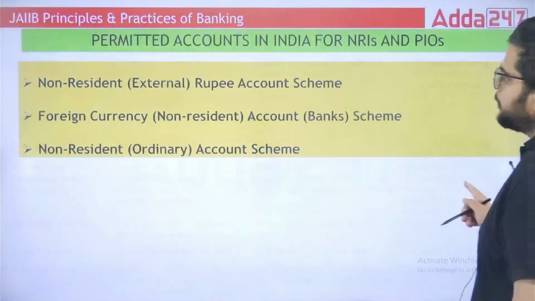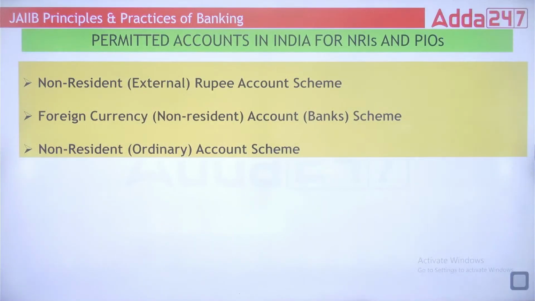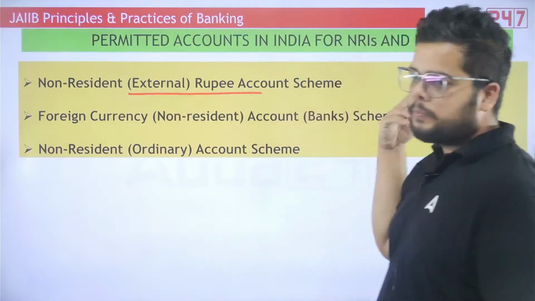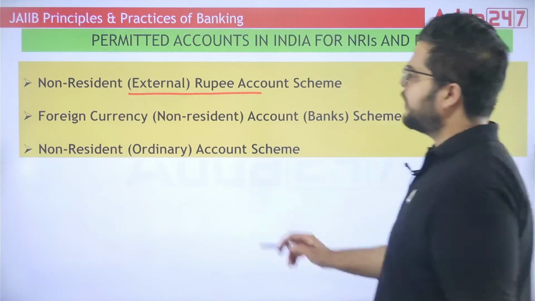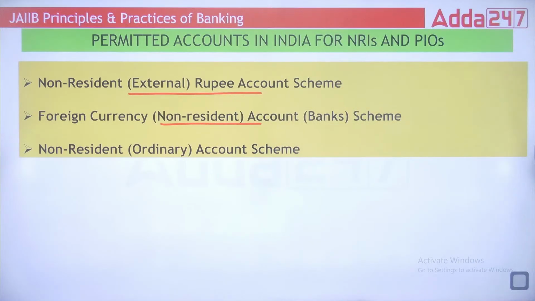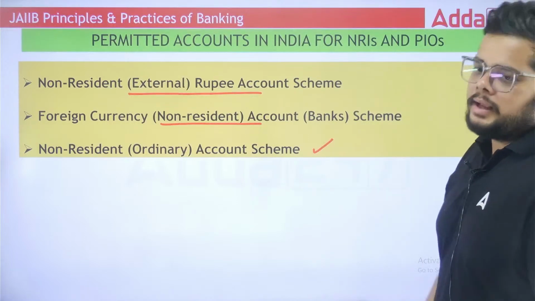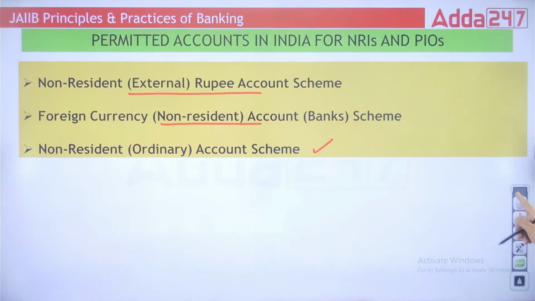Permitted accounts in India for NRIs and persons of Indian origin: you have the NRE, that is the non-resident external rupee account scheme. Then you have the foreign currency non-resident account bank scheme, FCNR. Lastly, the non-resident ordinary account scheme, that is NRO. The difference we have just seen.